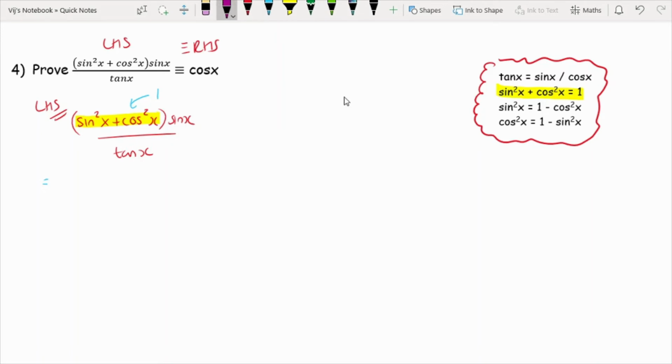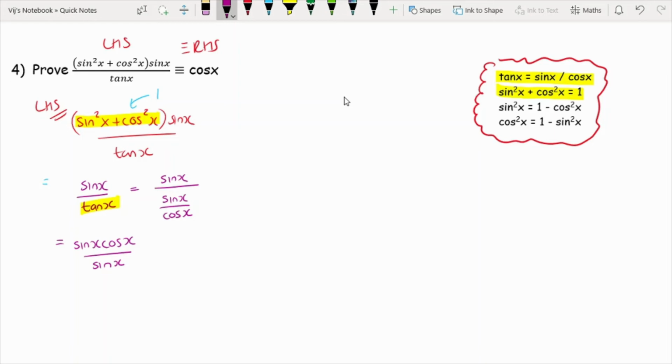So from this, what I've got is sin x over tan x, and now what I'm going to do is use this trig identity of tan x equals sin x over cos x, and I'm going to use that to replace this. So what this can be written as is sin x over sin x over cos x. Now what this then equals is sin x cos x over sin x.